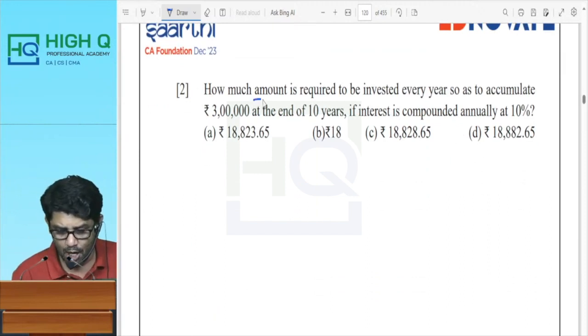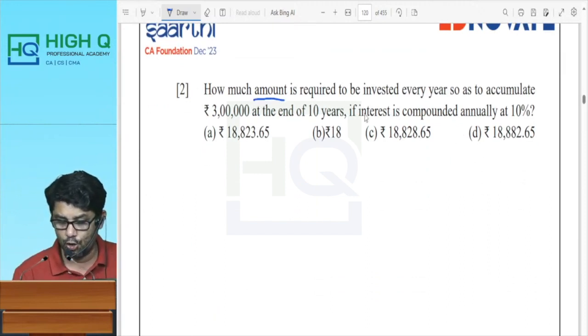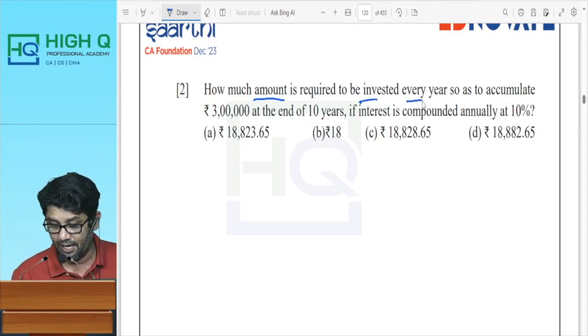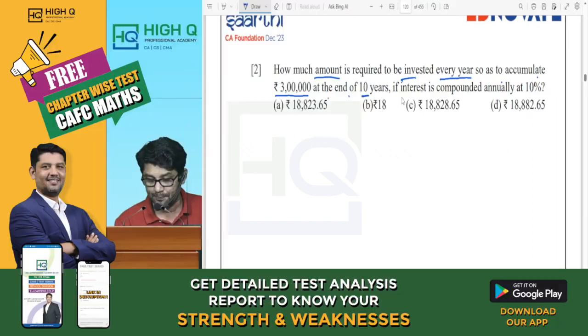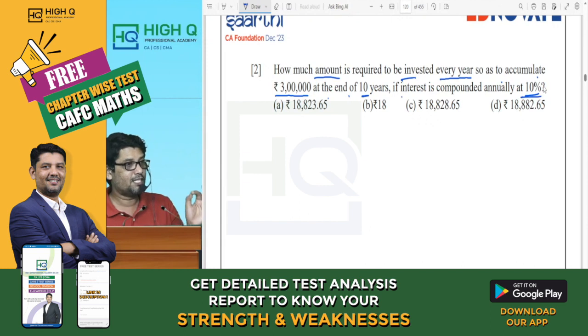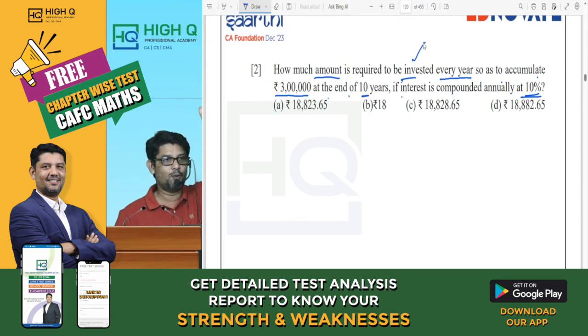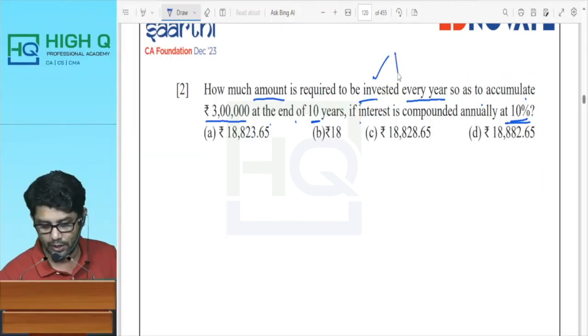How much amount is required to be invested every year so as to accumulate 3 lakh at the end of 10 years if interest is compounded annually at 10%? How much amount is required to be invested? What is meant by this, my dear? Three thumb rules I said. Rule number one: sir, investment type problem. If it is an investment, what are you going to calculate? Future value. Is that right?